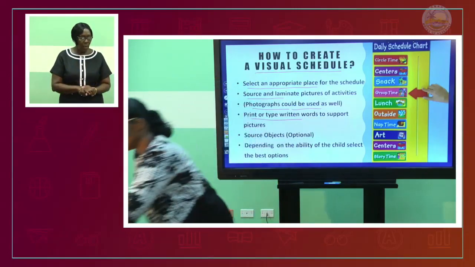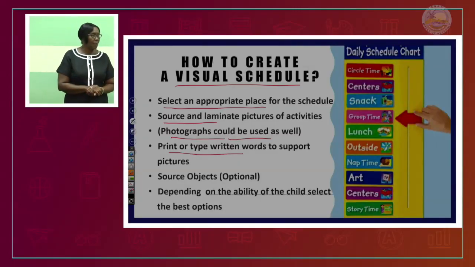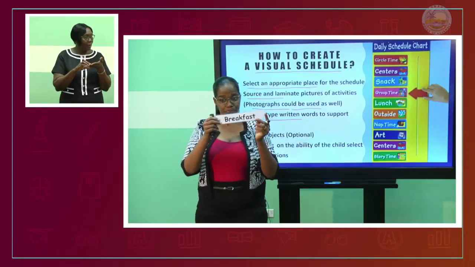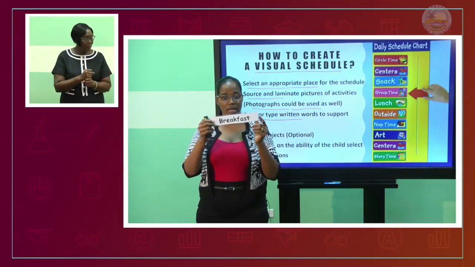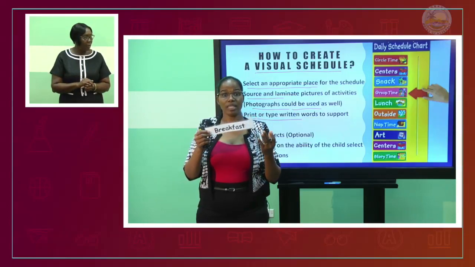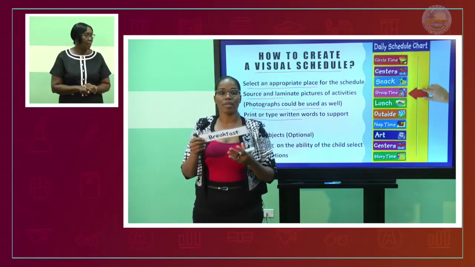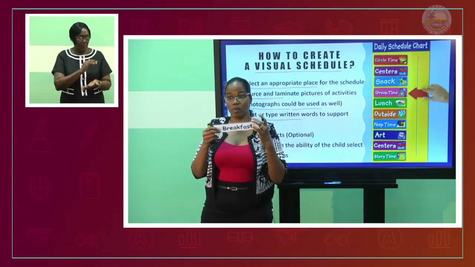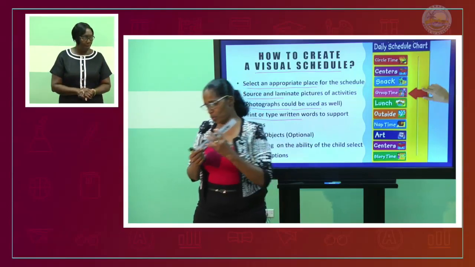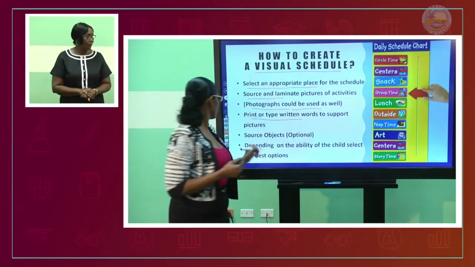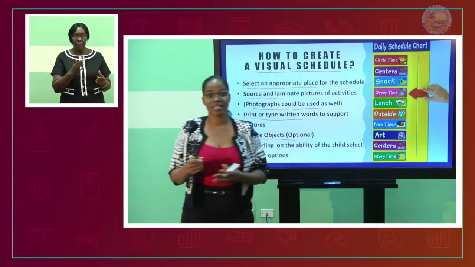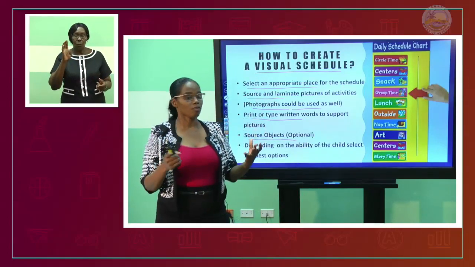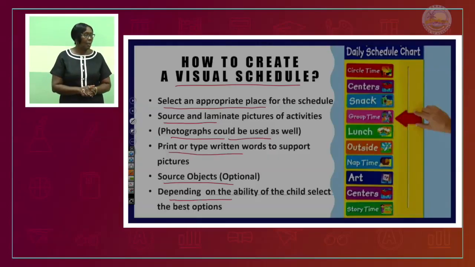So this is what we call a task card. Each task card would have been printed. So I type it, and then I would have printed it off and laminated. So you may not be able to do that, but if you cannot, you can simply write it on a strip of paper. All right, any strip of paper would work. And then you would source objects. That is if you need objects. That's optional. Now, depending on the ability of your child, you would select the best option.